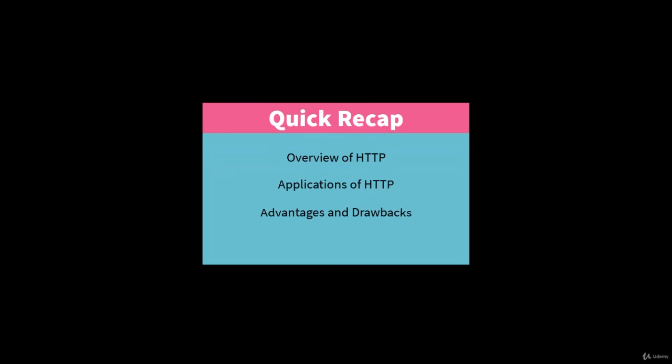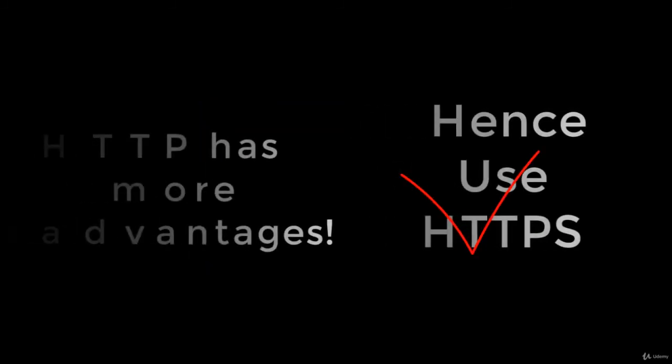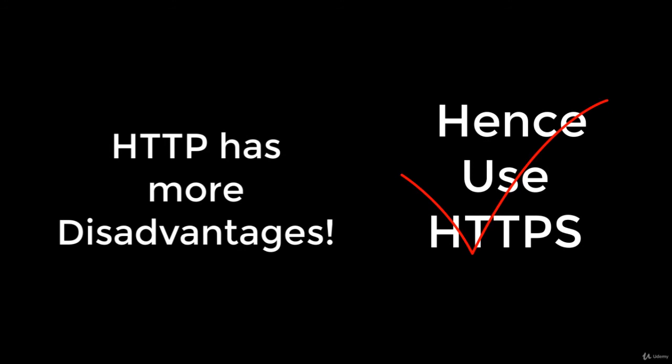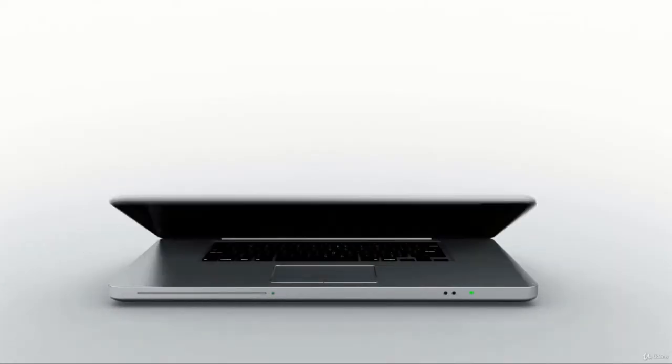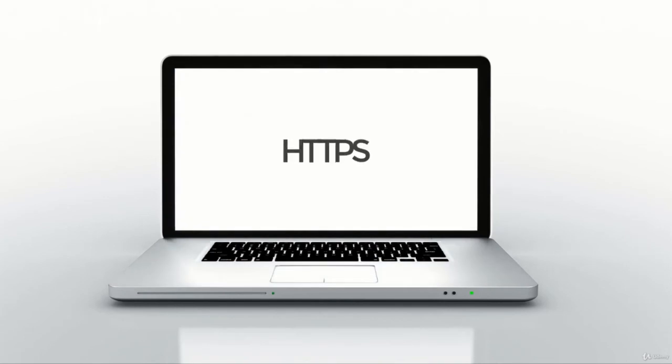Now, let's have a quick recap of what we learned in this lecture. We started with the general definition of HTTP. Then we saw advantages and drawbacks of HTTP. What we observed was HTTP has more drawbacks than advantages. Therefore, in the next lecture, we will see the more encrypted version of HTTP, that is the HTTPS.